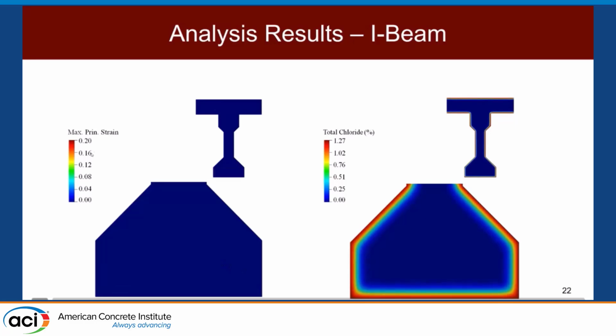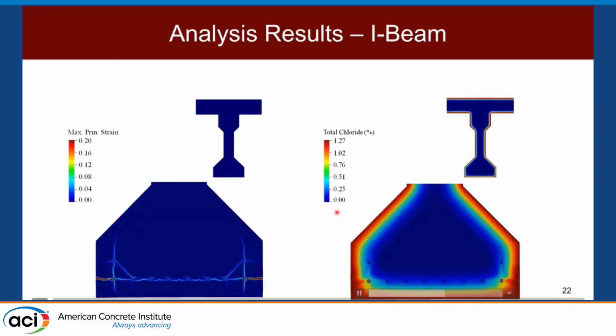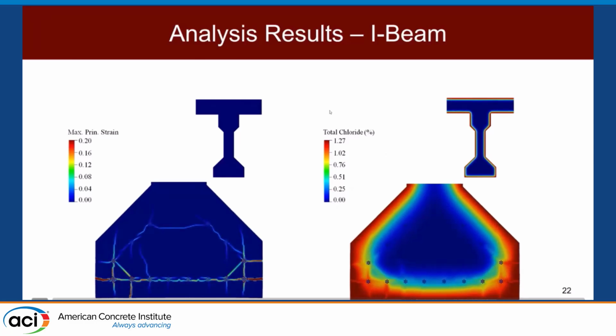So on the left I have the maximum principal strain contour, which indicates the crack formation and propagation. On the right I have the evolution of the total chloride content in the interior of the section. It becomes apparent that the analysis of this girder predicts the gradual formation of extensive cracking due to corrosion in multiple strands, and also the cracked regions constitute pockets of increased localized chloride ingress.